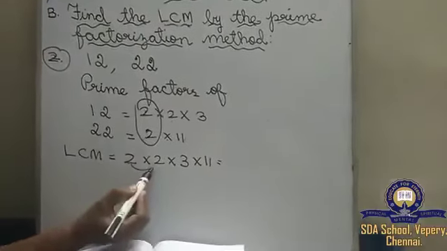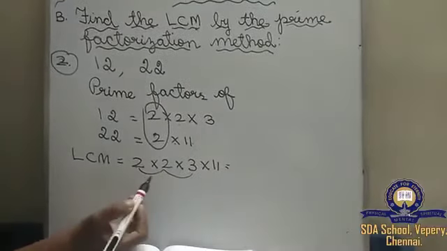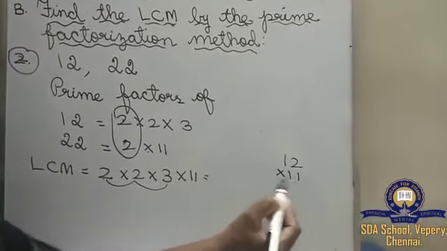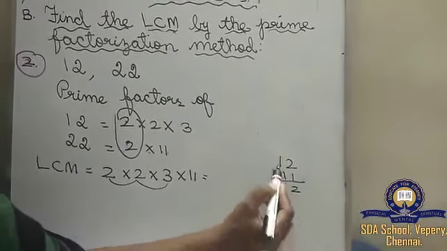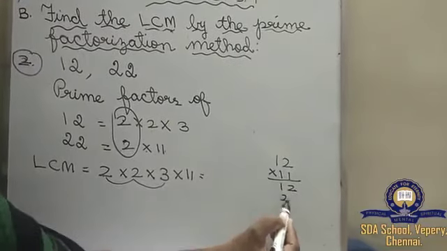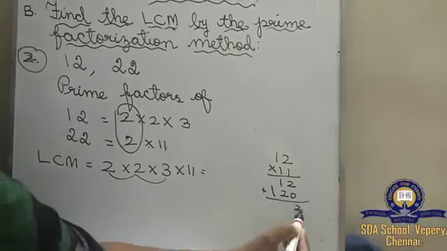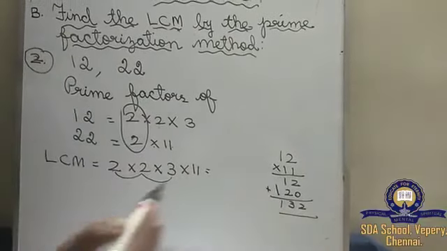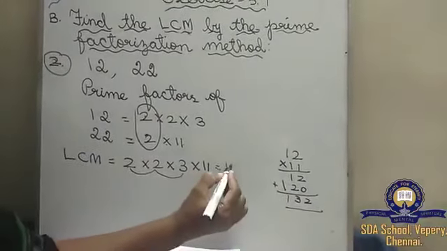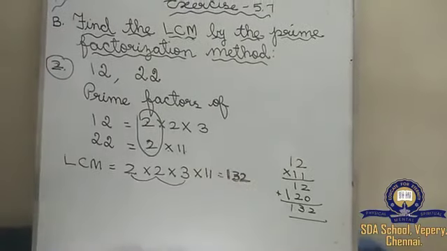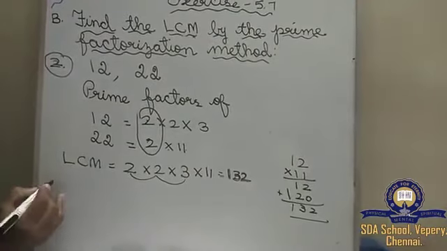So 2 2s are 4, 4 3s are 12 and 12 11s are what comes children? 12 11s: 1 2 is 2, 1 1 is 1. So what will come? 2 3 1. So what's the answer children? 132. What's the answer? 132.